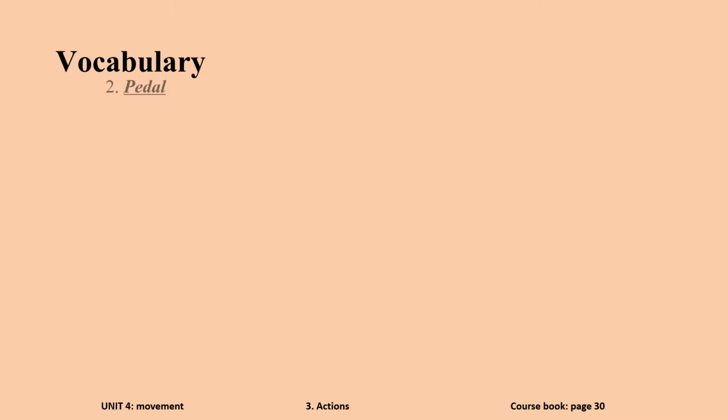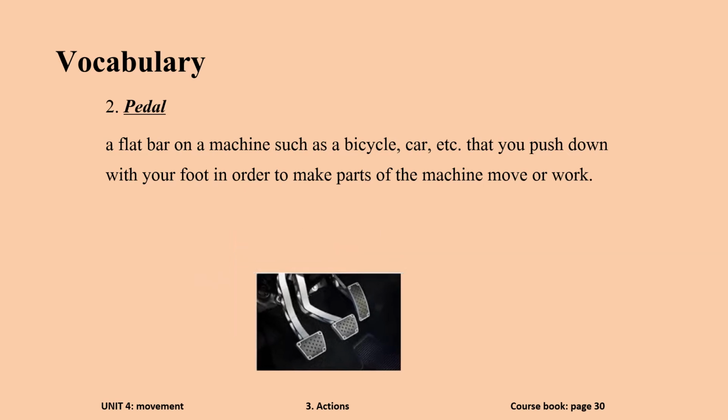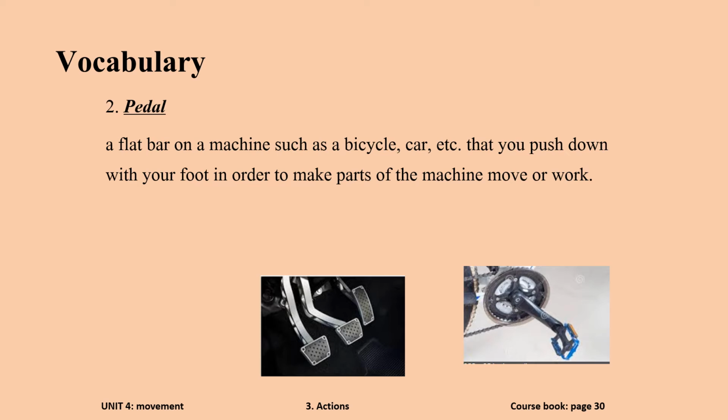The next word is pedal. A pedal is a flat bar on a machine, such as a bicycle, car, etc., that you push down with your foot in order to make parts of the machine move or work. And we have a picture of a pedal. In this picture we have 3 pedals, and in this picture we have another pedal. The 3 pedals are in a car or a truck, but the second picture is of a bicycle.